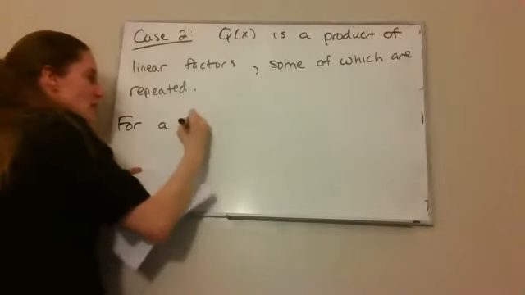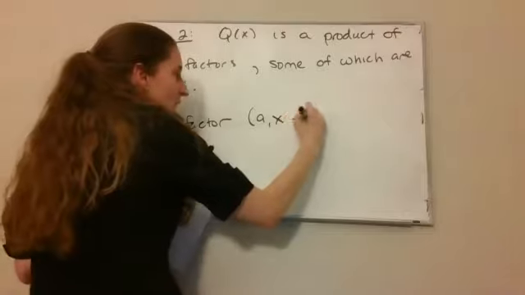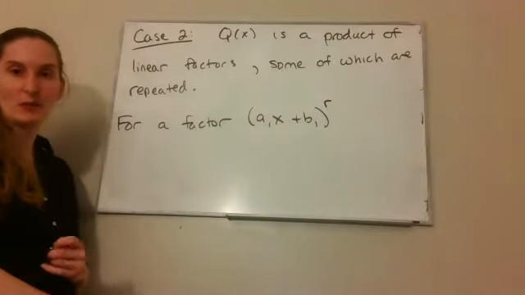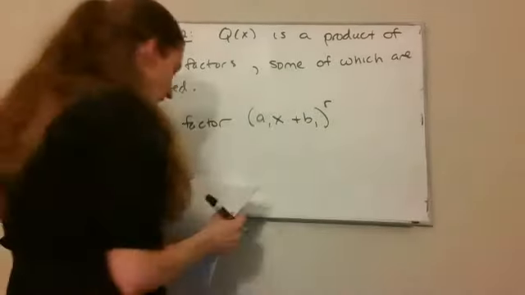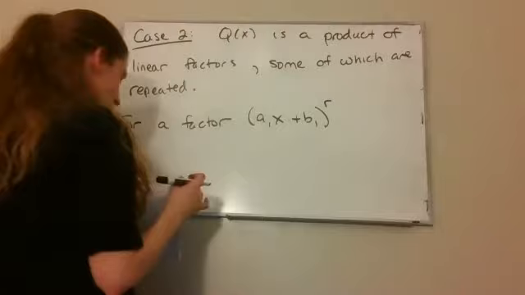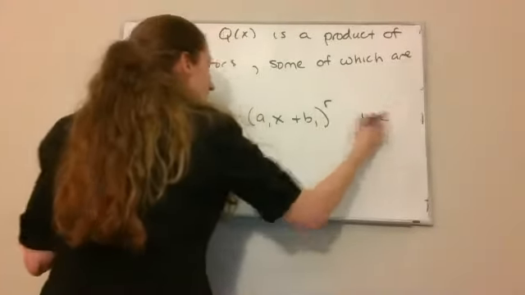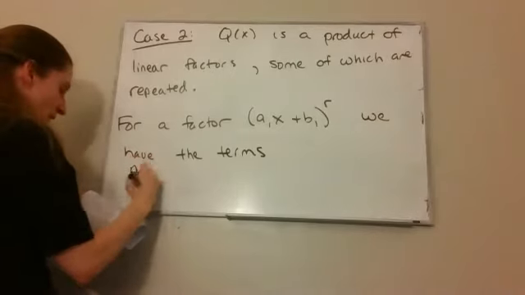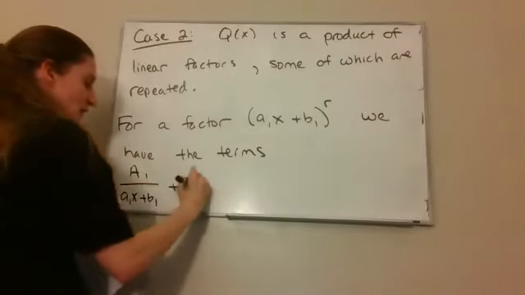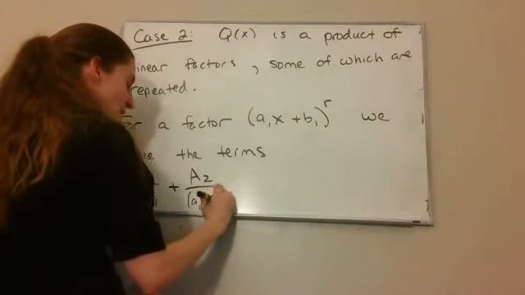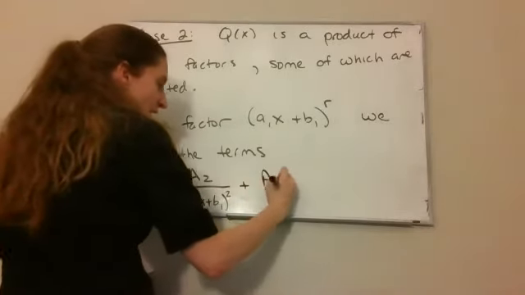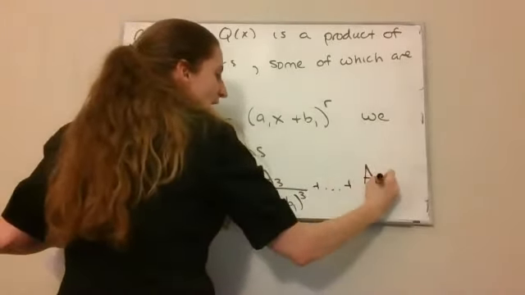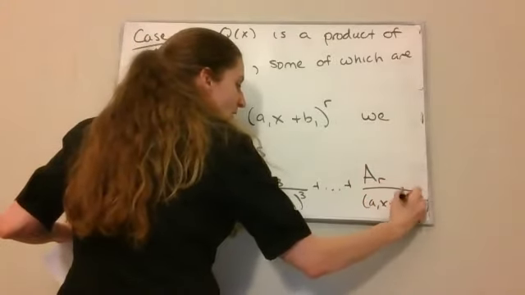So for a factor a1x plus b1 to the rth power, that means my linear factor a1x plus b1 is repeated r times. Then we're going to have r different terms corresponding to this denominator. We would have the terms a1 over a1x plus b1, a2 over a1x plus b1 squared, a3 over a1x plus b1 to the third, all the way through ar over a1x plus b1 to the r power.